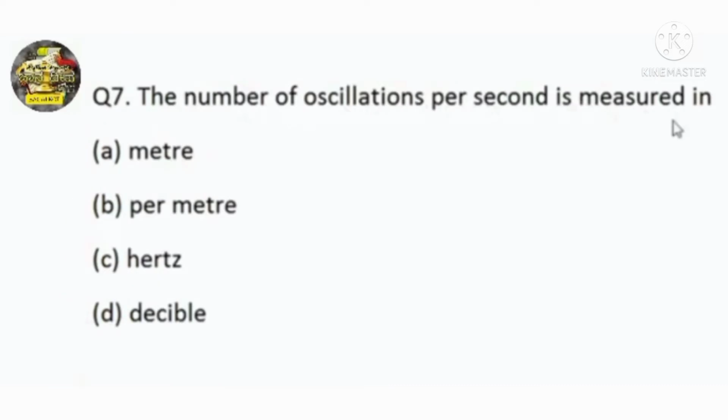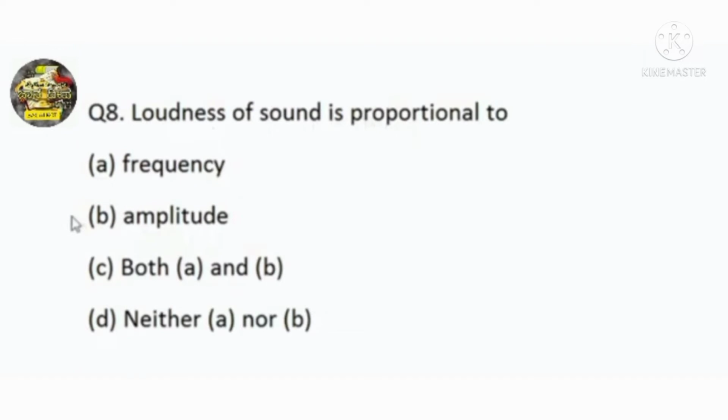The seventh question is like this: the number of oscillations per second is measured in option A meter, option B per meter, option C hertz, option D decibel. The right answer is option C, hertz. Then we move on to the next question, that is the eighth question.